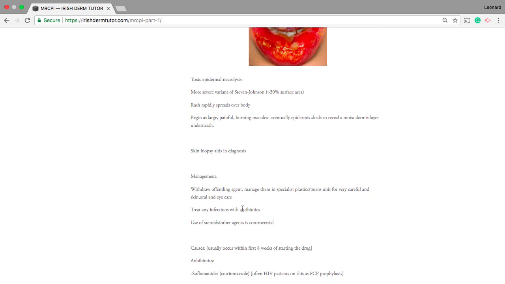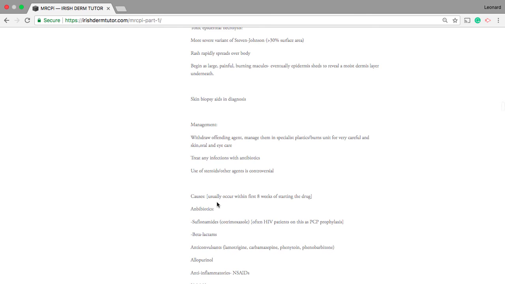So the management, obviously we want to withdraw the offending agent, and then they should ideally be managed in a specialist plastic or burns unit, or at least an ICU. And the mainstay is really just very careful skin, oral and eye care. You treat any infections with antibiotics, and then use of other agents such as steroids, IVIG and other immunosuppressants is quite controversial. So it really is very intensive supportive care, plus or minus other agents depending on who's managing them really.